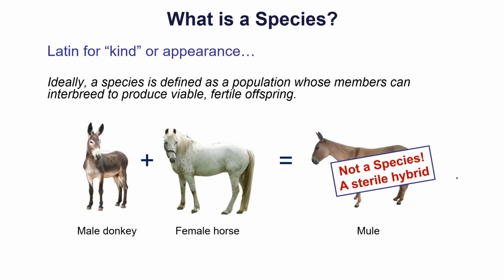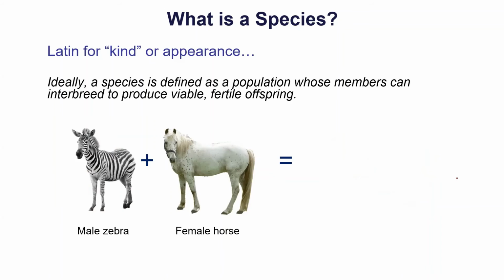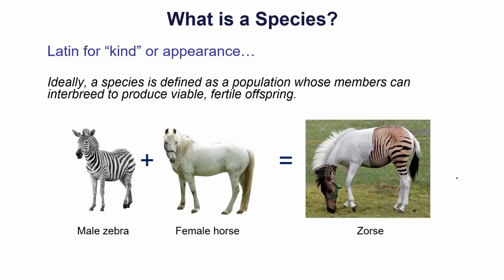And so biologically, biologists would say a mule is not a species and a donkey and a horse is. I'll show you another example here. I found a whole website talking about these. It was pretty interesting. So what happens if you get a zebra and a horse? People are probably thinking it's either a hebra or a zorse, right? Turns out the answer is zorse.